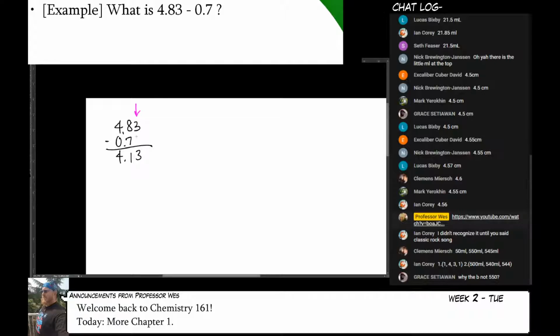And then I'm going to start from the right, look at each position. Can I keep this number? Is there a significant figure in every position? No, there's a blank here, right? So I don't get to keep this one. How about here? That checks out. There's a number in every position. So the answer that I would report would be 4.1. I don't get to keep that 3 because there was no digit in the hundredths place for 0.7.